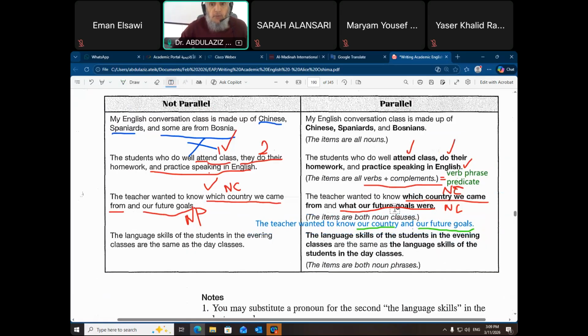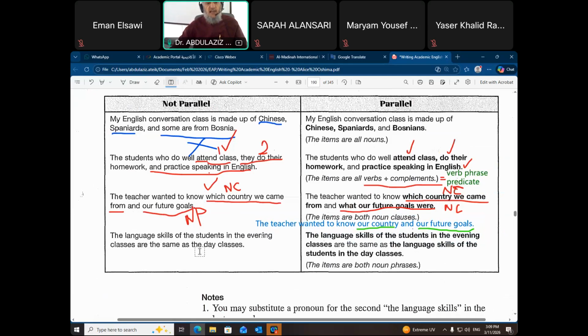That's why we have to be parallel. Two parallel lines. Same types of words. Okay, number 4. The language skills of the students in the evening classes are the same as the day classes.